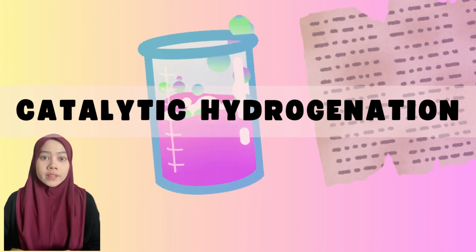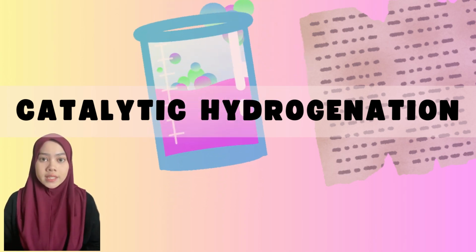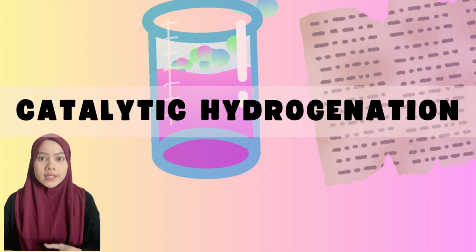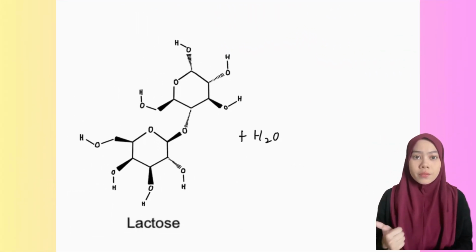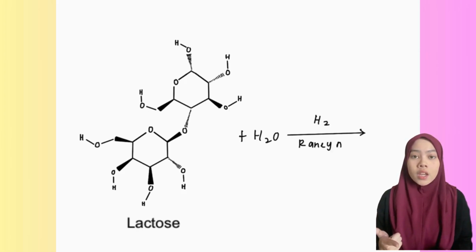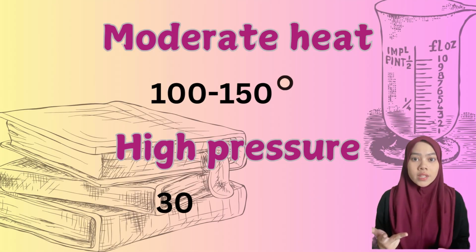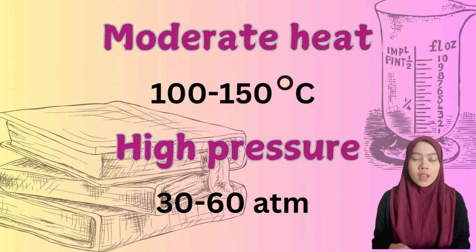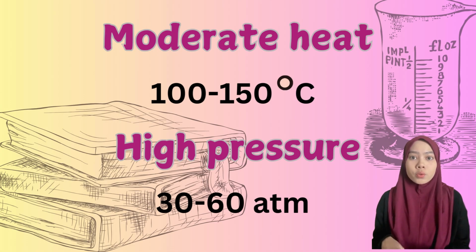The synthesis of lactitol involves catalytic hydrogenation, which is a type of reduction reaction. In this process, first, lactose is dissolved in water to form a solution. Second, hydrogen gas, H2, is introduced and the reaction is carried out in the presence of a catalyst, usually nickel. These reactions occur under moderate heat, 100 to 115 Celsius, and high pressure, 30 to 60 atm, to ensure efficiency.